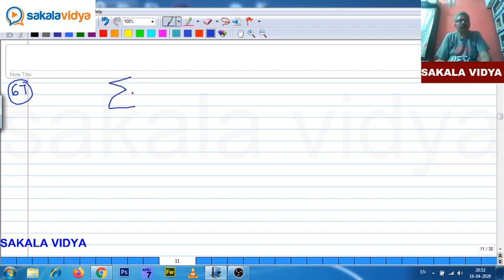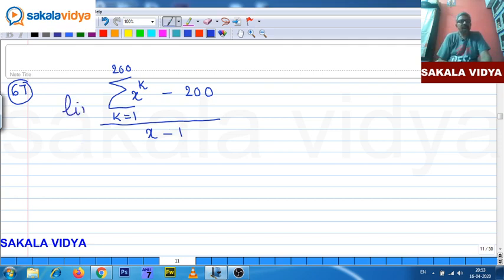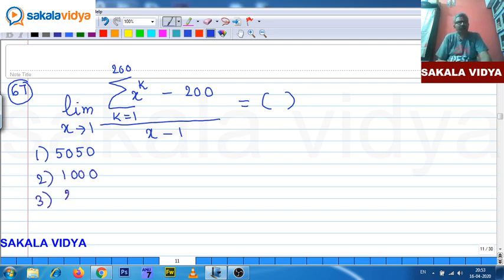Sigma x to the power of k, k is the superscript, this is called superscript, not subscript, k is equal to 1 to 200, minus 200 upon x minus 1, limit x approaches to 1 equals to. First option is 5050, second option is 1000, third option is 2010, fourth option is 20100.